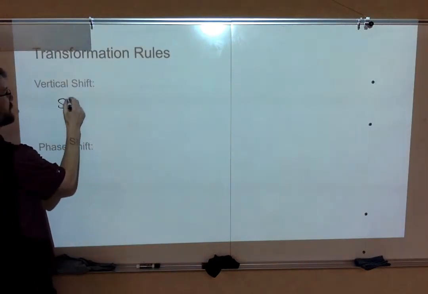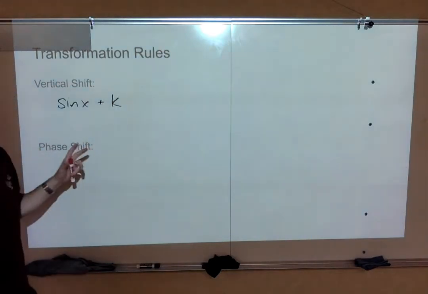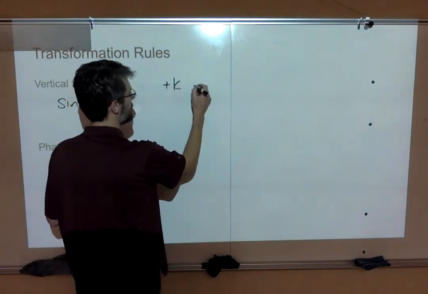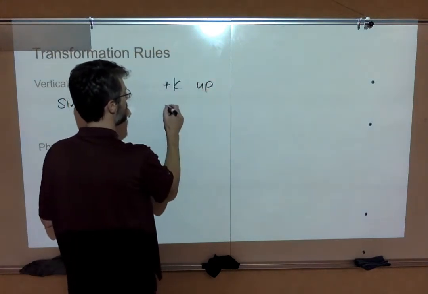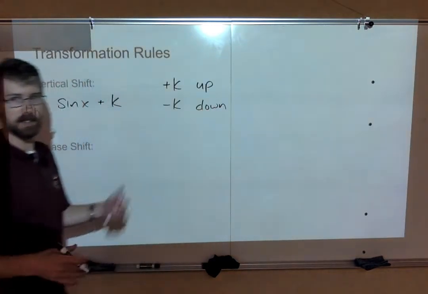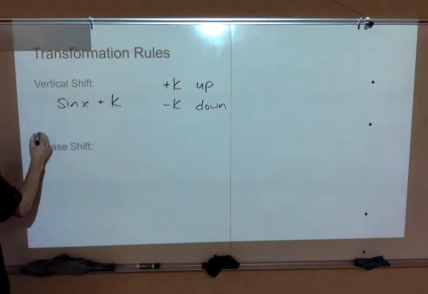If we've got sine or cosine of x and you are doing plus k, and there's no parentheses involved, right? If it is plus k, this is a shift up. If it's minus k, this is a shift down. It's no different from when we went over transformations earlier in the year. Then phase shifts, these are your horizontal shifts, right? So this we could say is your horizontal.